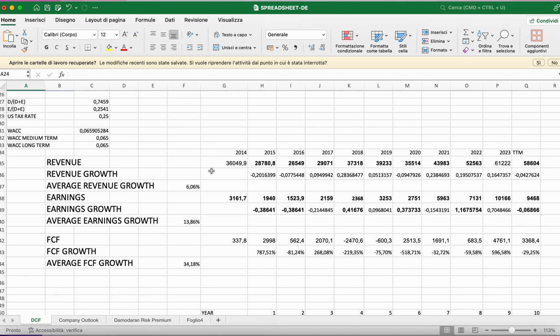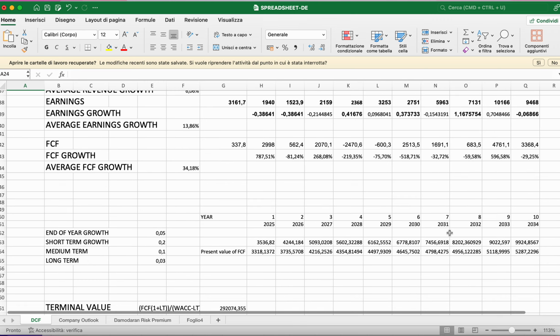The earnings, it has done really, really good. It has basically tripled the earnings in 10 years. So really good stuff. And then we have the free cash flow that it has done really, really well, even though we can see that for some years it has gone negative, and it has been pretty volatile. So we have to take that into account in order to make some good assumptions on John Deere.